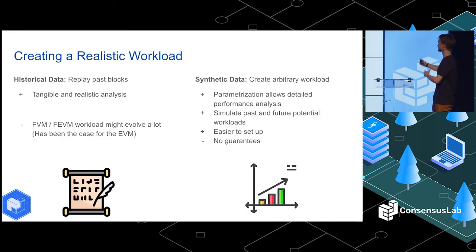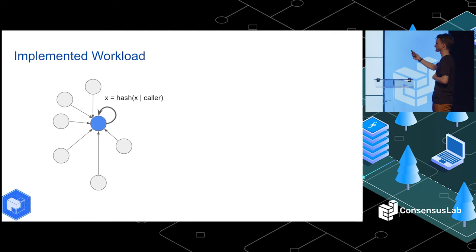All right, so this is one option to get a workload: by replaying existing transactions or existing blocks, which would be nice, but also we don't know exactly how it's going to evolve. And the other option is to have synthetic data, which would allow us parameterization and simulating potential past and future workloads. So we try to have a mix. And I can just quickly explain the workload we implemented for these quick, preliminary benchmarks.